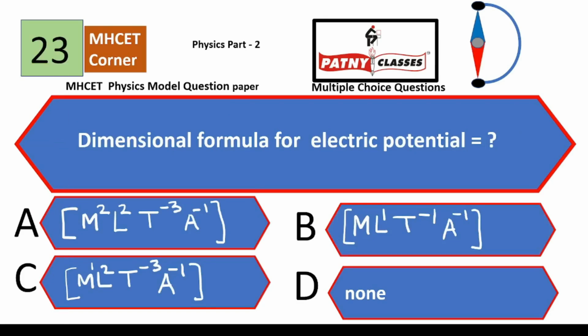Question number 23. Dimensional formula for electric potential equals how much?